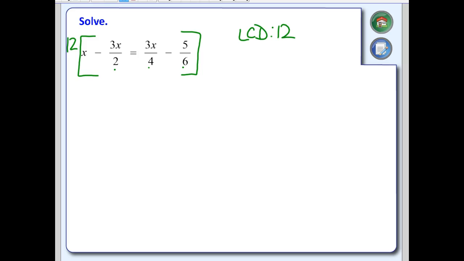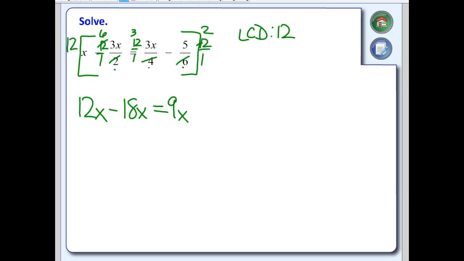So here we go. 12 times x is 12x. And if you need to write it by each one, that's cool. We're going to cross cancel there and get a 6. And then we've got minus 6 times 3x is 18x equals. Now we've got to go over here and multiply everything by 12. We're going to cross cancel there and get 9x. And then we've got to multiply the last one by 12. And then that's going to give me 2 minus 10.